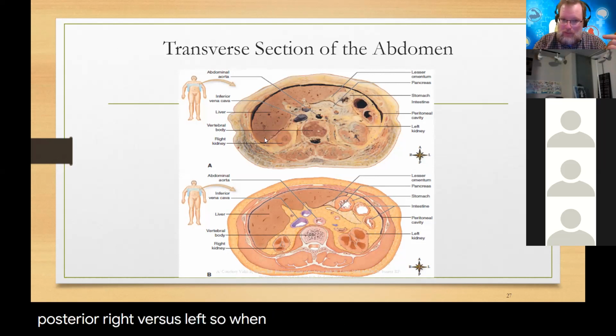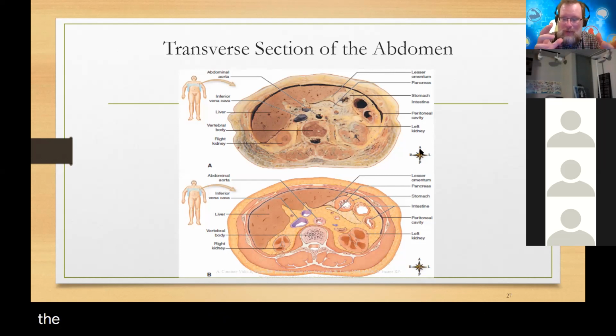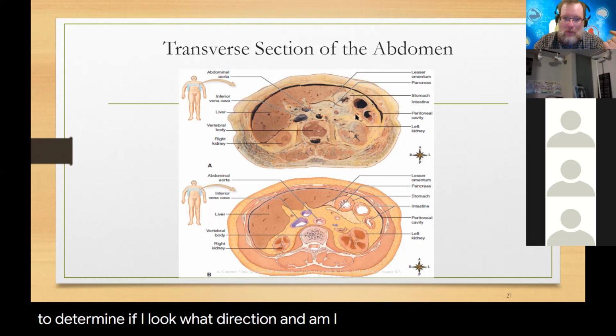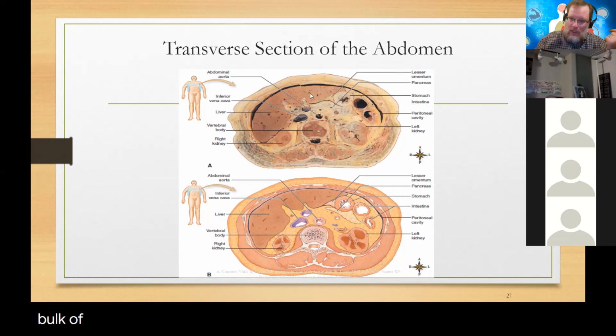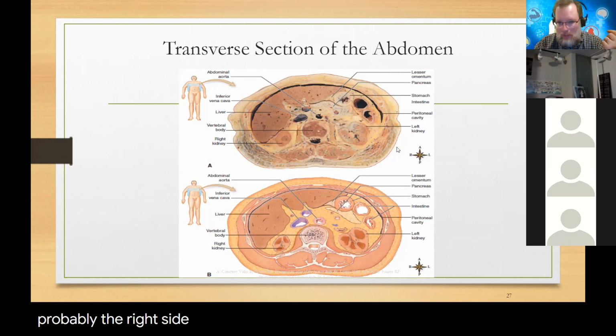So when we look at this transverse section of the abdomen, if we didn't have this compass, it may seem a little bit tricky trying to determine what direction I'm even looking at here. We know the bulk of the liver is always on the right side, so we can safely assume that this is probably the right side. But since I have my compass, I can validate it: oh yeah, there it is, it's got an R. That's the right side.